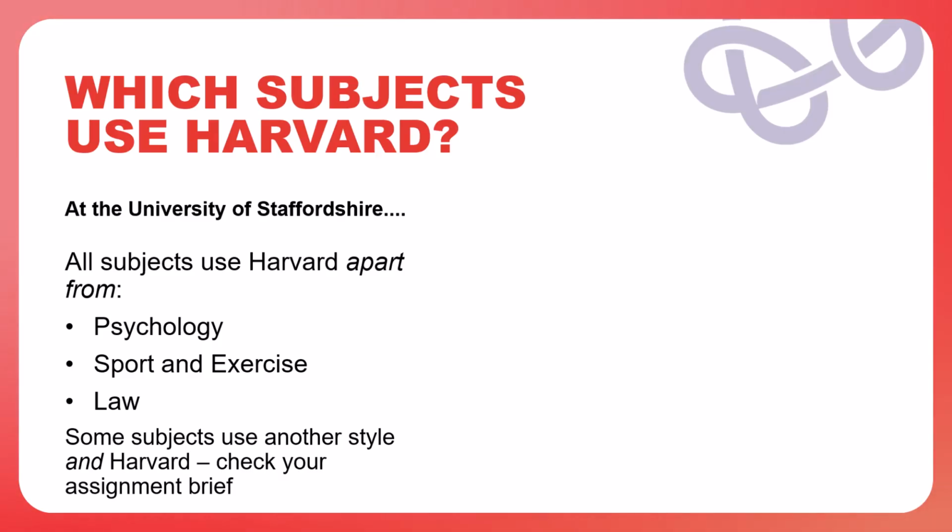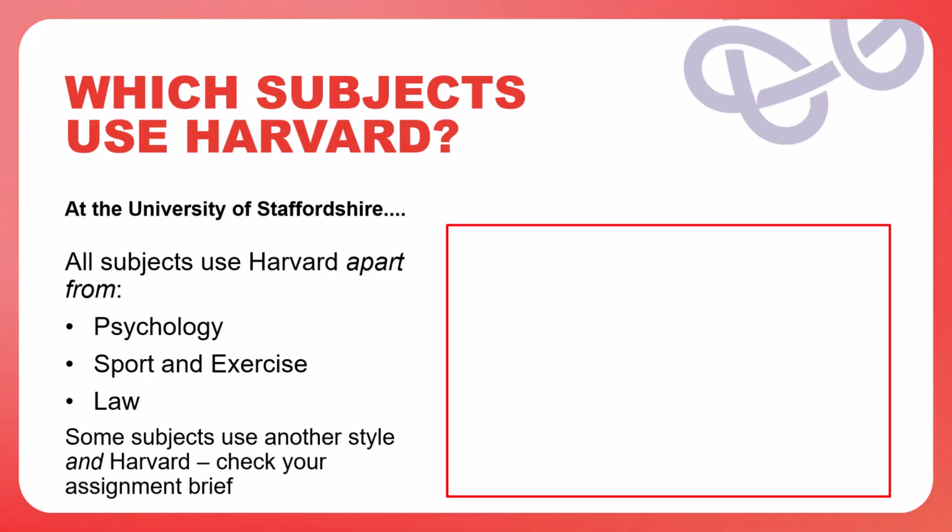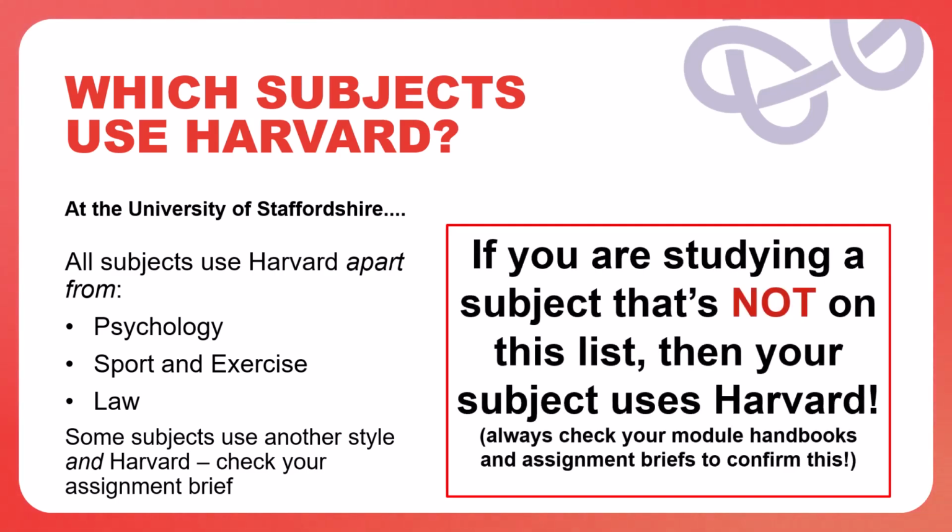There are also some subjects, such as engineering, who will use a different referencing style in addition to Harvard. So it's important to check your assignment briefs carefully and to listen to your lecturers to make sure you're using the right referencing style for the right assignment at the right time. Essentially, though, if you're studying a subject that's not on the list to the left, then your subject is likely to use Harvard, even if another style is required for occasional assignments.